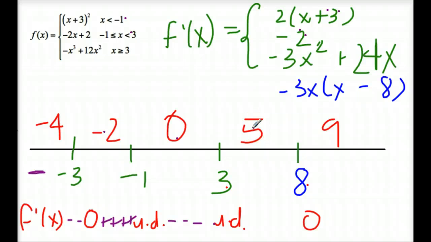I take a look at the number 5, and I see 5 is greater than 3, so I have to use the third formula that we have. And so if I plug in 5 into here, I get -15. If I plug in 5 into here, I get -3. A negative times a negative gives me a positive. So this is positive right here. And then finally, if I plug in the number 9, this will give me a -27, and this will give me a +1. So this will give me a negative.